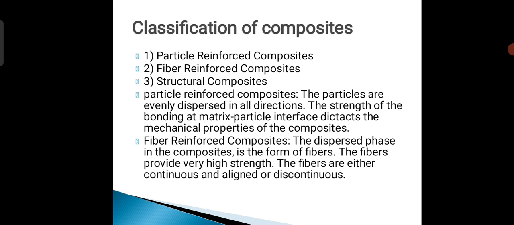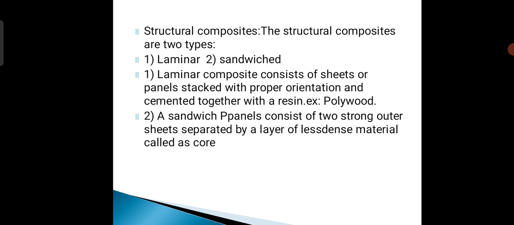Next, fiber reinforced composites. The dispersed phase in the composite is in the form of fiber. The fibers provide very high strength. The fibers are either continuous or aligned. Structural composites. The structural composites are of two types: laminar and sandwich.